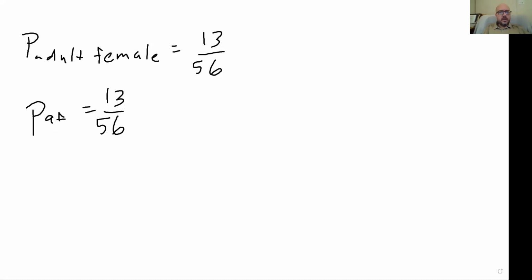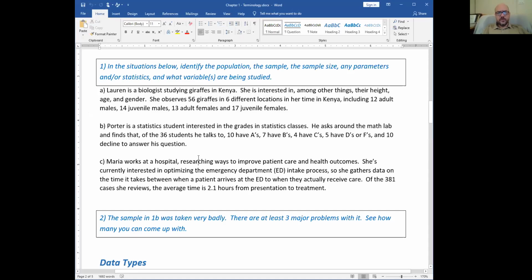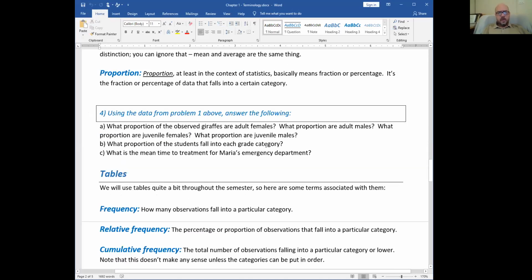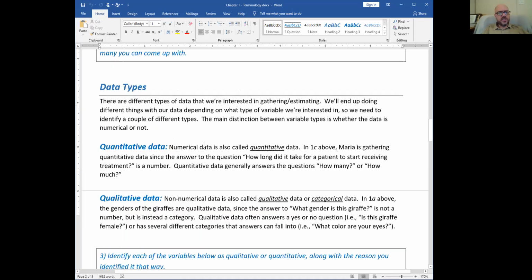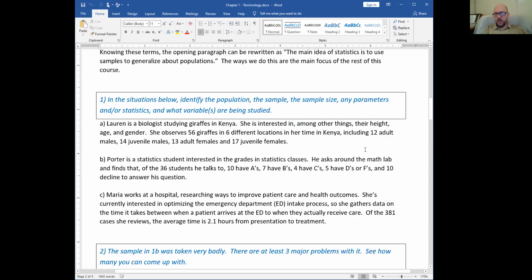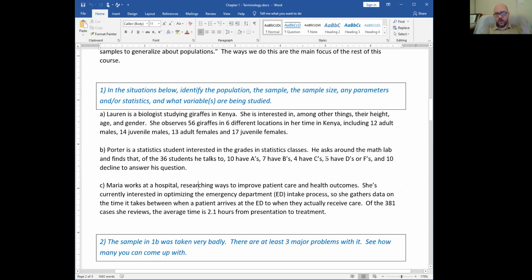All right, go back to the worksheet here. What proportion of the students fall into each grade category? So same exact thing, right? I've got 4 grade categories, or 5 if you want to count no response: A, B, C, and then D or F. Now, you might argue that Porter should have specified 1 for A's, 1 for B's, 1 for C's, 1 for D's, and 1 for F's. When I was doing this, I was thinking he was doing like A, B, C, and then a category of not passing. But you got 10 out of 36 in A, 7 out of 36 in B, etc.